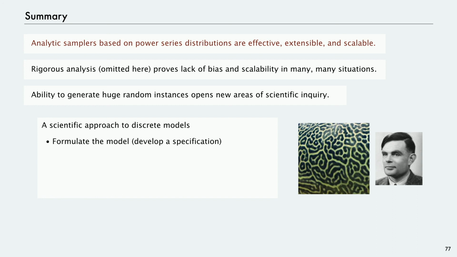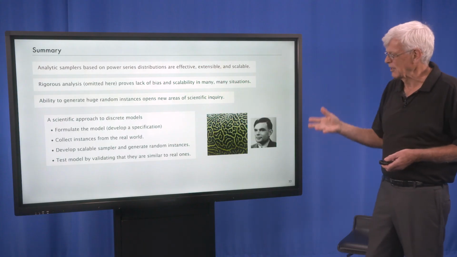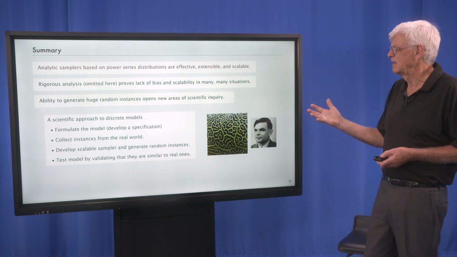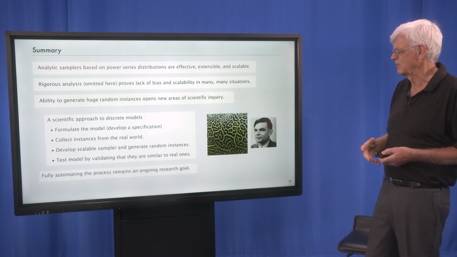We formulate the model of whatever natural phenomenon it is, that is, develop a specification. We can collect instances from the real world. Then we can develop a scalable sampler and generate random instances and test the model by validating that the real instances are similar to the random ones. And that's an extremely effective mode of scientific inquiry nowadays.